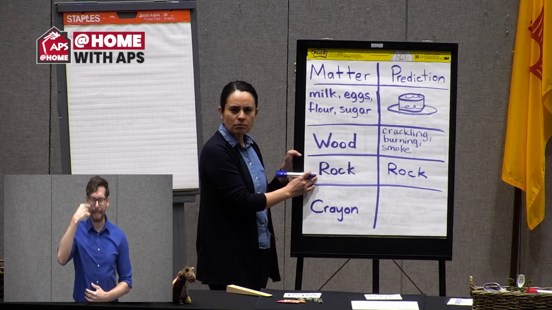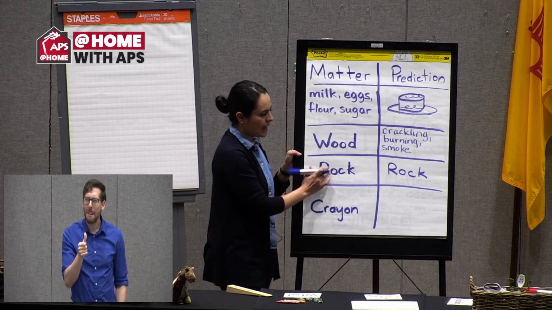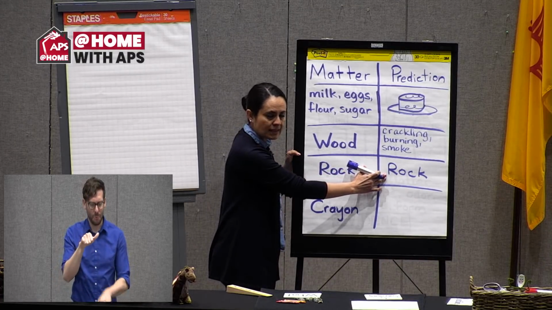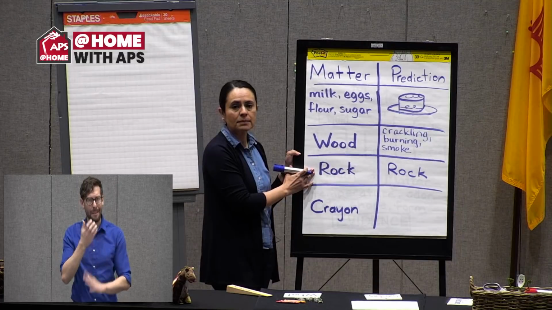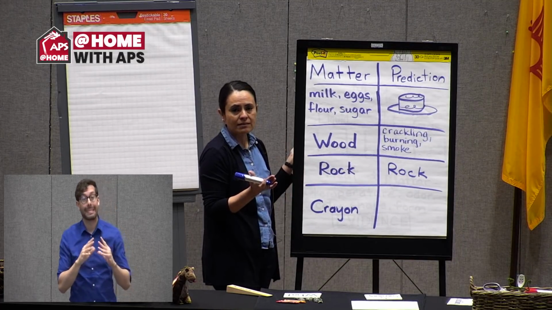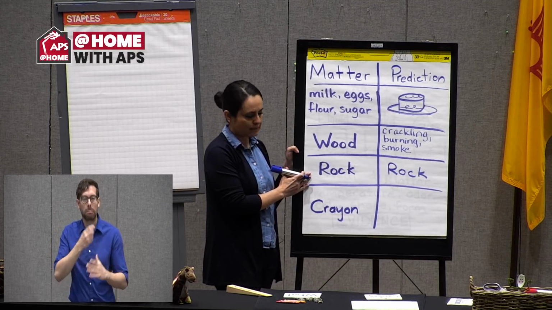I probably wouldn't hear a lot. And so I predict that I maybe wouldn't know if this rock was hot or not. We need to be careful when we talk about heat and matter, because some things we might not be able to tell that it was heated. And I think a rock is an example of that.